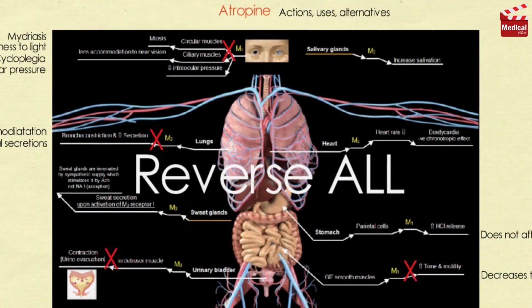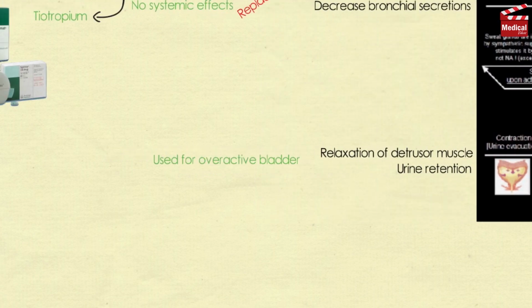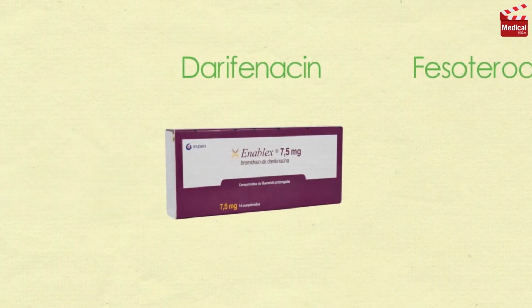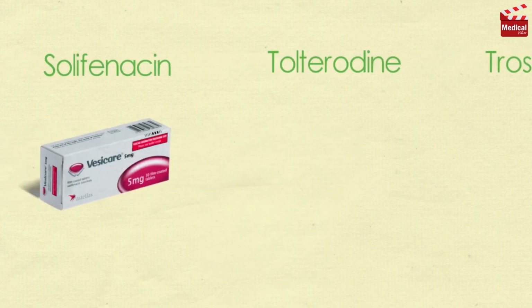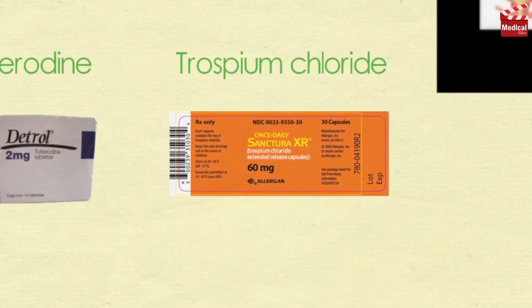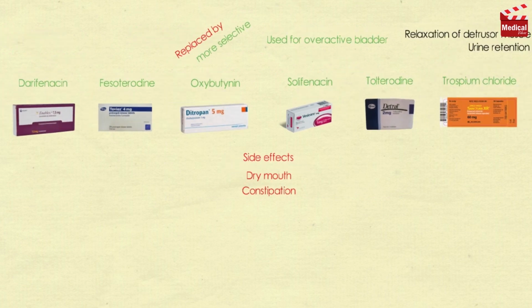Atropine causes relaxation of the detrusor muscle of the urinary bladder, causing urine retention. So it can be used for overactive bladder. But it has been replaced by agents that are selective to muscarinic receptors in the bladder, such as darifenacin, fesoterodine, oxybutynin, solifenacin, tolterodine and trospium chloride, that are known commercially as Enablex, Toviaz, Ditropan, Vesicare, Detrol, and Sanctura, respectively. But they still have some side effects including dry mouth, constipation, and blurred vision.